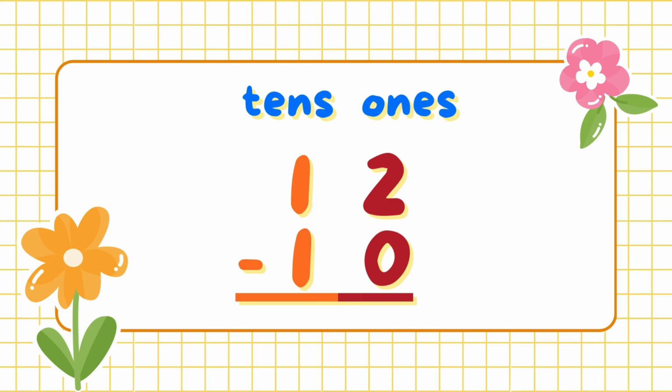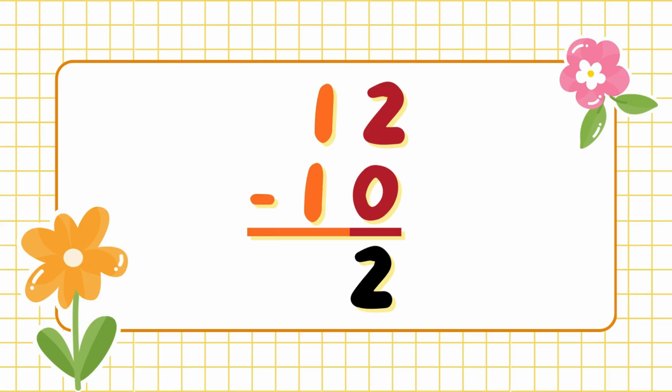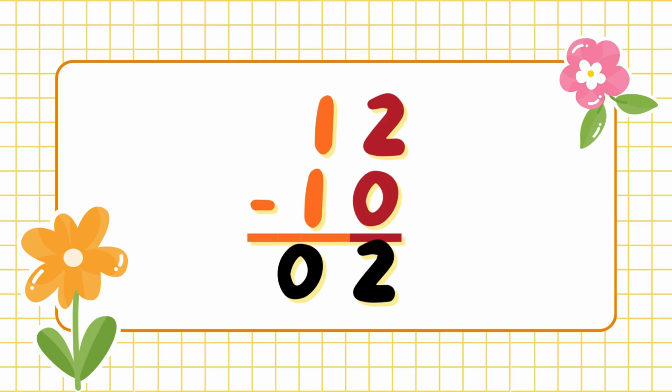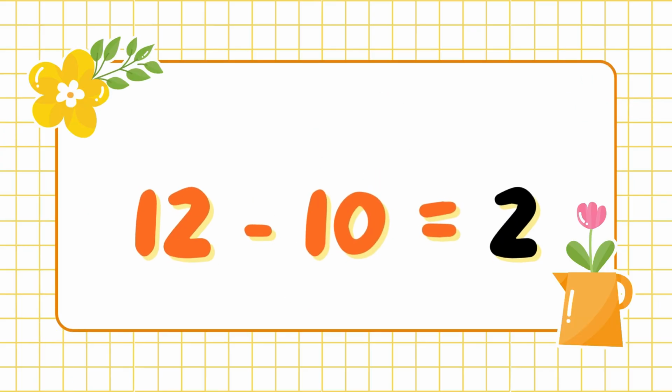The dark area is the ones face, and the orange area is the tens face. And where do we subtract first? The ones face. What are those digits? 2 and 0. 2 minus 0 equals 2. Now, what is 1 minus 1? That equals 0. So 12 minus 10 equals 2.